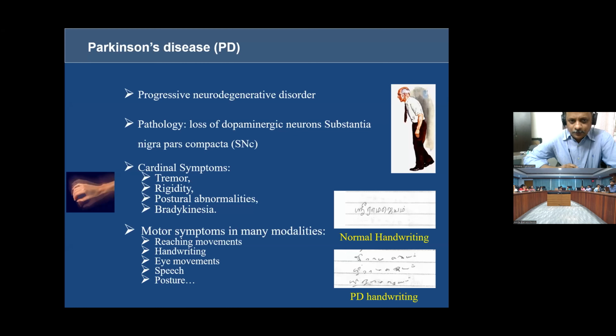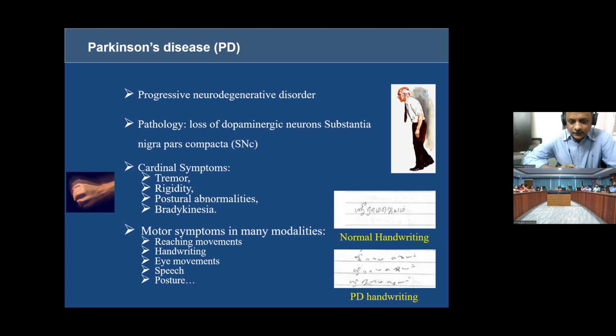Now coming to PD, it's a progressive neurodegenerative disorder that happens because of loss of cells. We don't know why these cells die, therefore it is called idiopathic, because idiopathic simply means I don't know what's happening. There are cardinal symptoms, the key symptoms of Parkinson's: tremor, rigidity, postural abnormalities, and bradykinesia. Within the motor symptoms alone, because the symptoms show up in all four major domains, you can have problems of reaching, which can show up in handwriting movements and eye movements.